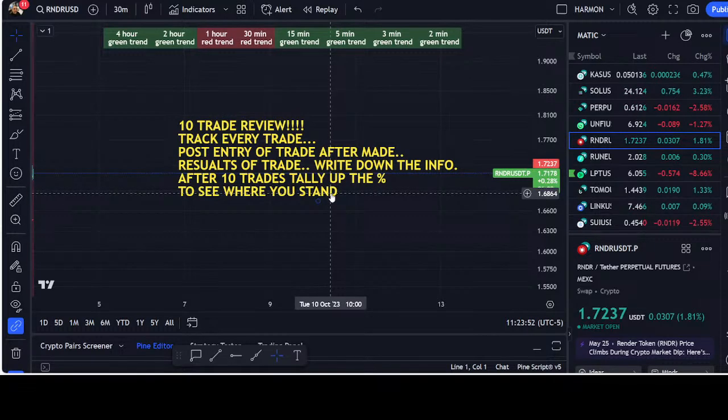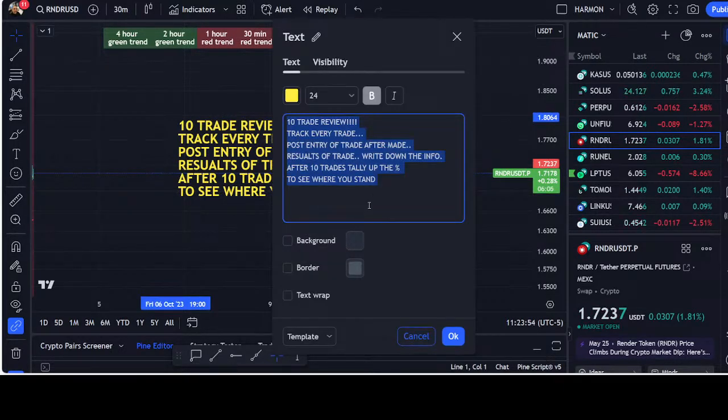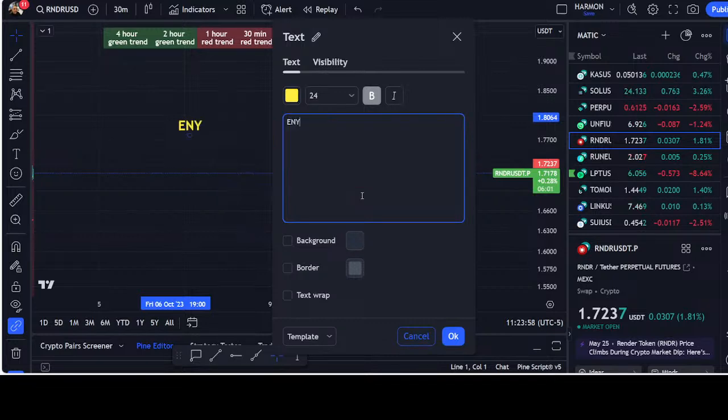So let's say in this particular situation, you turn around, and let's say that the first trade, you entry, right? So let's just say the first trade is Matic.